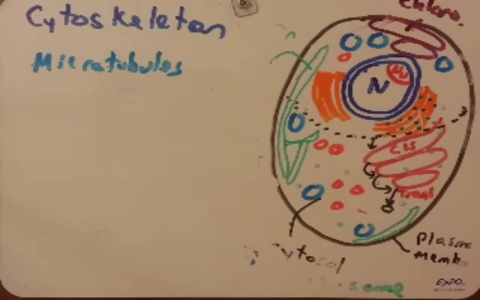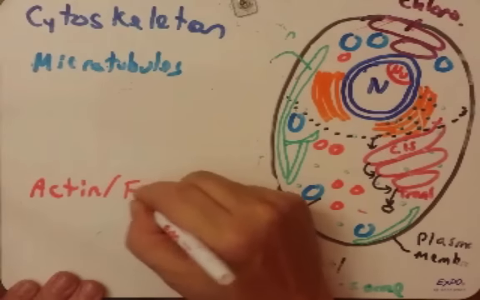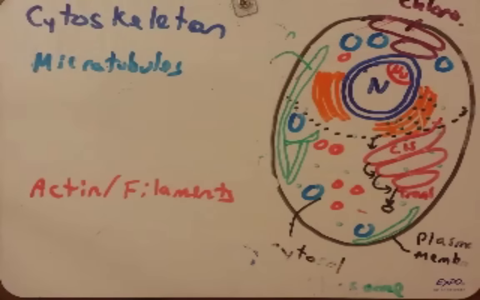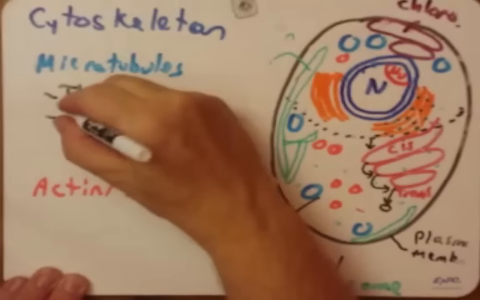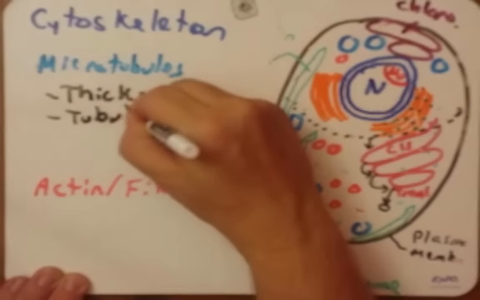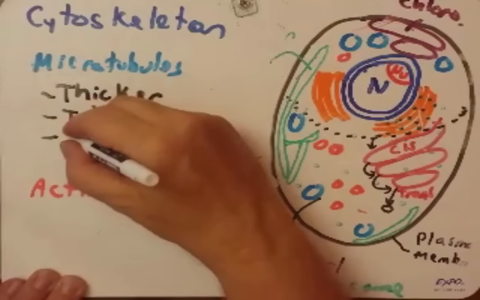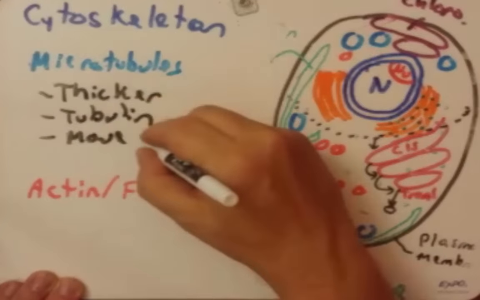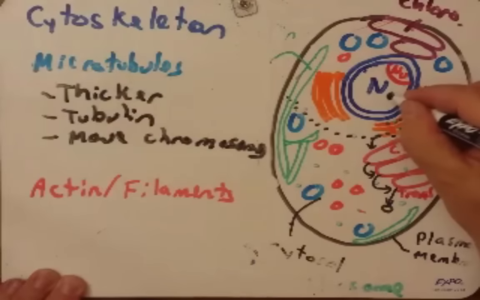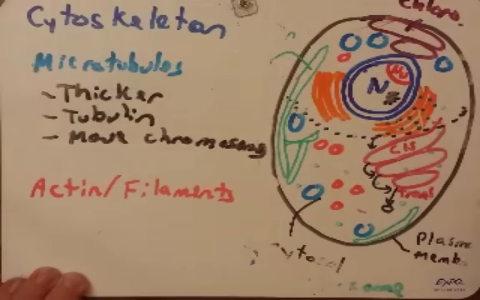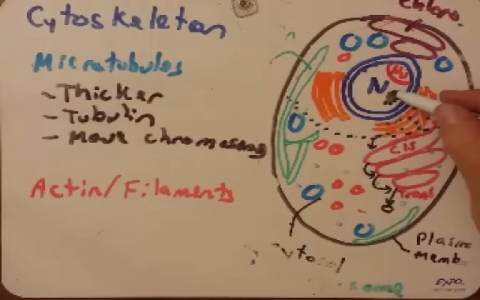And the other one I want to talk to you about are called actin, or sometimes we call them filaments. Microtubules are thicker. They are made of this protein called tubulin. One of the things they do is they move chromosomes. So within here, I just put a little asterisk, there's a lot of microtubules within the nucleus to help move chromosomes during cell division.